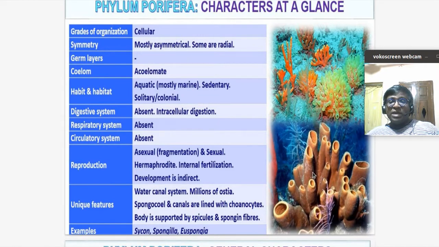So spicules provide the mechanical strength to the poriferans. The spicules are made up of either silica or calcium carbonate, and they also have spongin fibers. These are the salient features of phylum Porifera that you are expected to write whenever they give it in your examination. What are the examples that you remember? Cycon. This is a cycon. Then there is spongilla and euspongia.